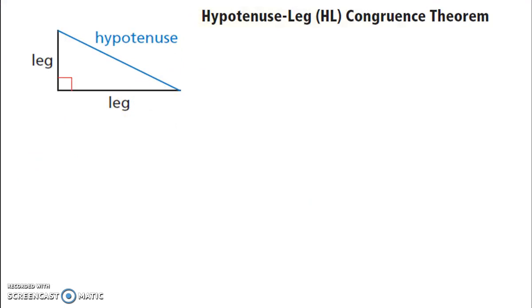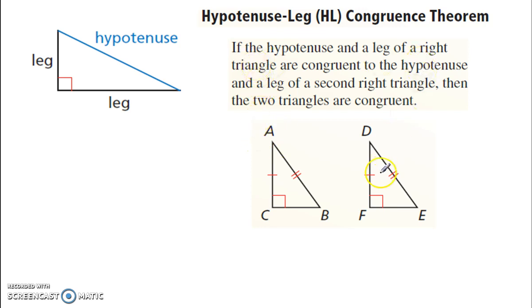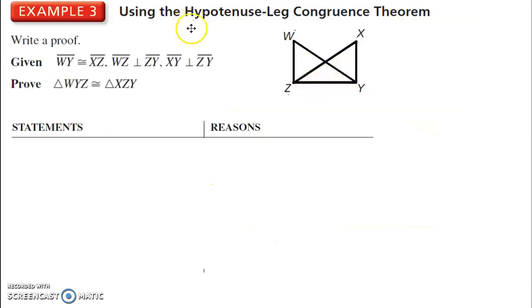However, if we have a hypotenuse and a leg, so we have a right angle here. Hypotenuse is always across from the right angle. Remember, that's C. C is the longest side. And we know one of the legs. Then, if the hypotenuse of a right triangle and a leg are congruent to the hypotenuse and the leg of another right triangle, then those two are congruent, because there's only one way to line that up. Okay, using the hypotenuse-leg congruence theorem.